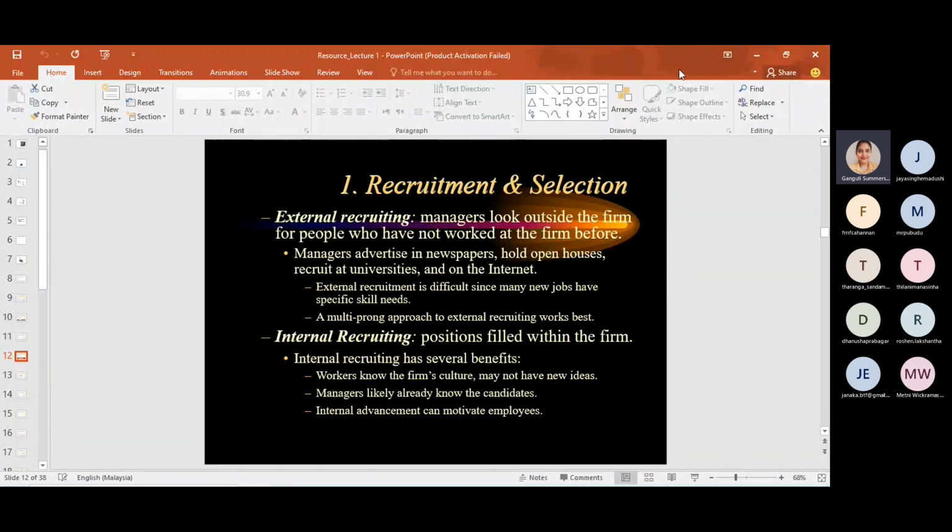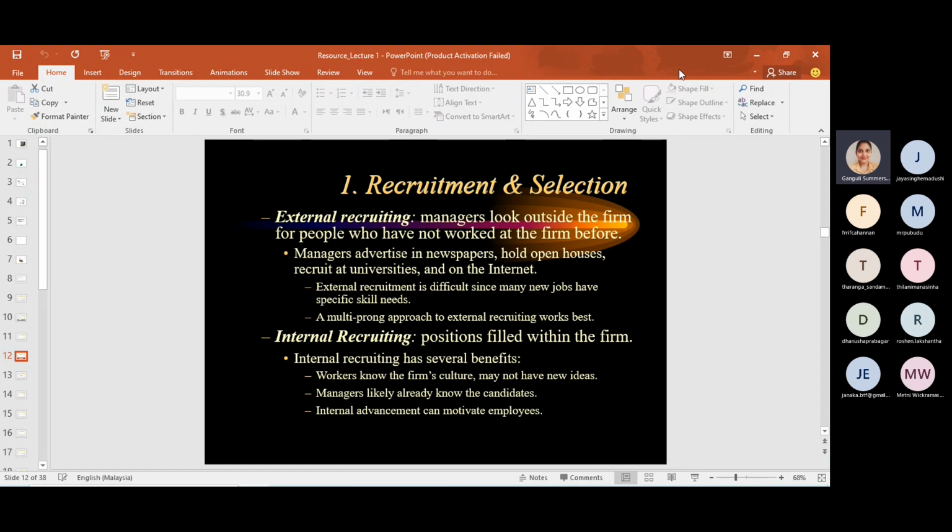Okay, so external recruitment can be difficult sometimes because you are hiring people from outside, right? So you are basically hiring unknown people. You have not worked with these people before. So you don't know who they are and what kind of attitudes they have. Are these people committed to work? Likewise, you don't know anything about them because you are hiring from outside. You are hiring people who have never worked with you before. Because of this, external recruitment can be a little bit difficult.